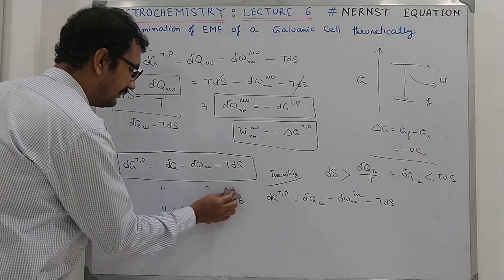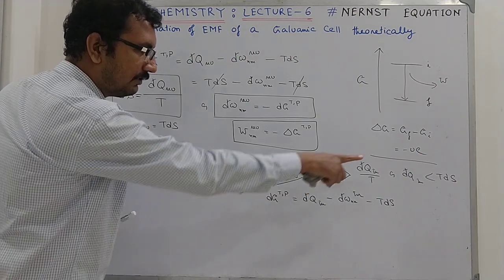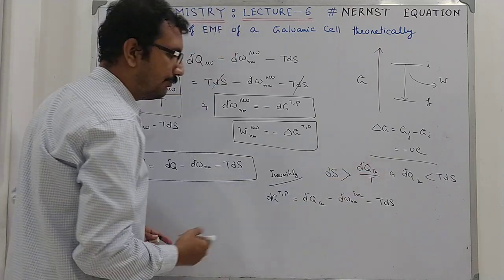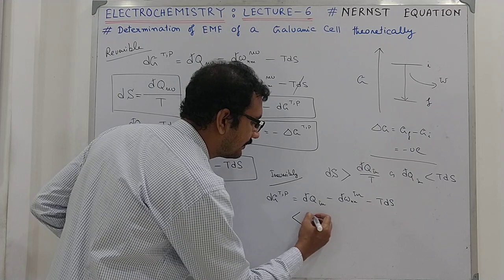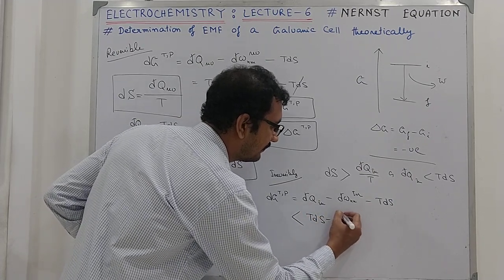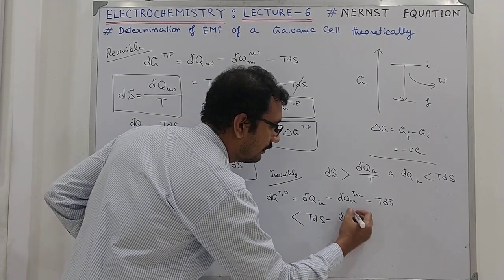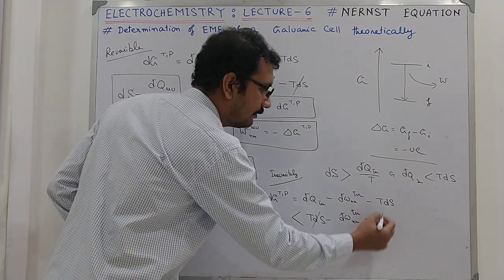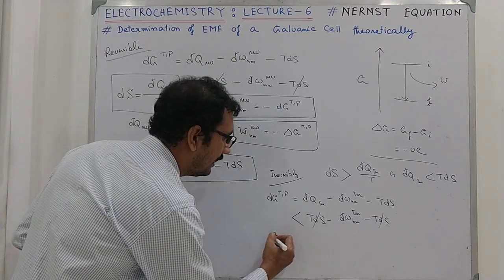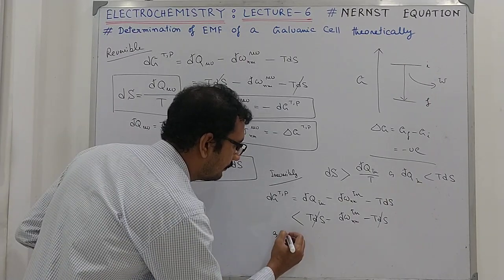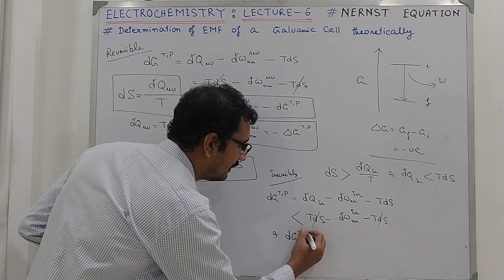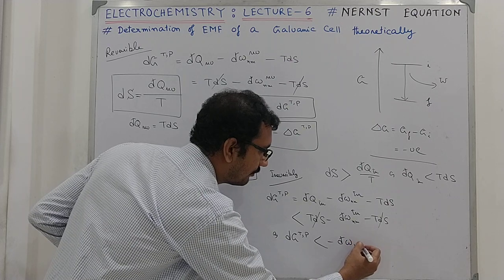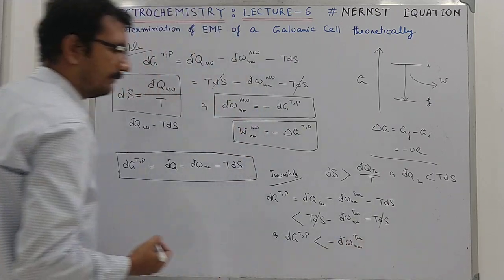Here also, in a similar way, if we put this inequation, d cross q irreversible is less than TdS. If we put TdS, what will happen? This will be less than. So you will get TdS minus d cross w non-mechanical, it is irreversible, minus TdS. So it will cancel out. Now we have dG at constant T, p less than minus d cross w, non-mechanical, irreversible.